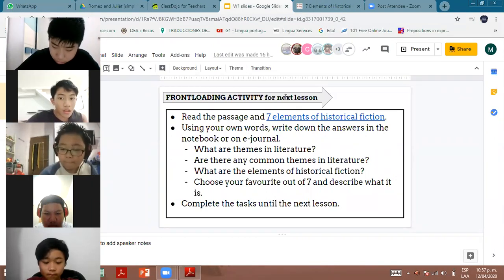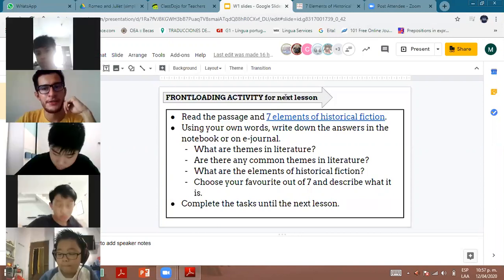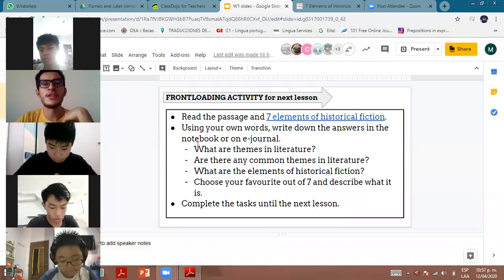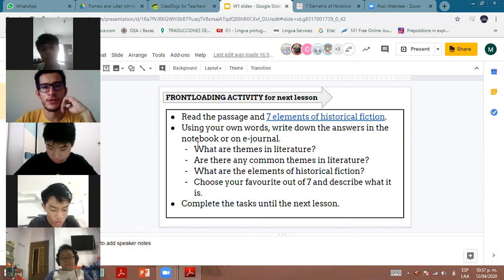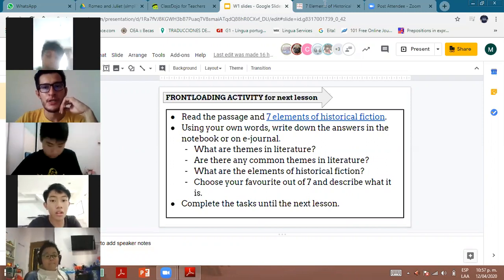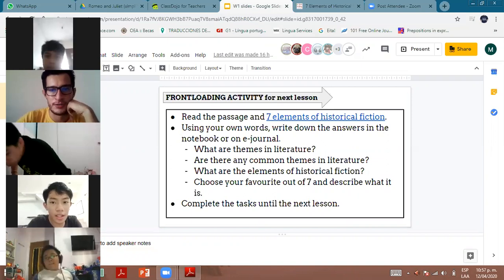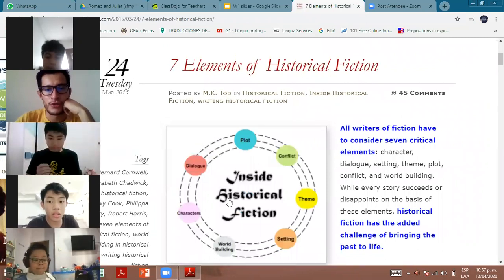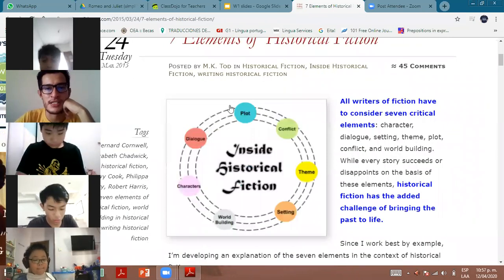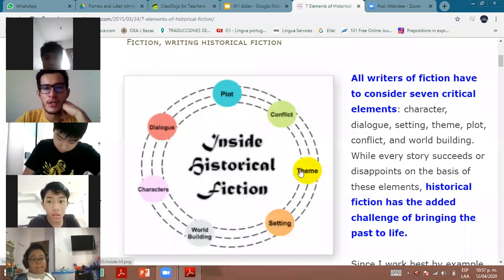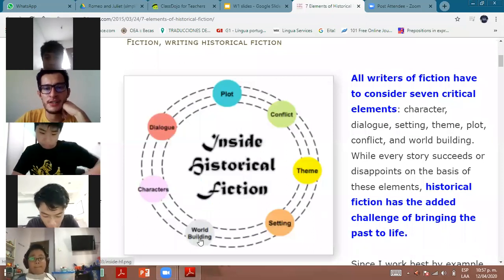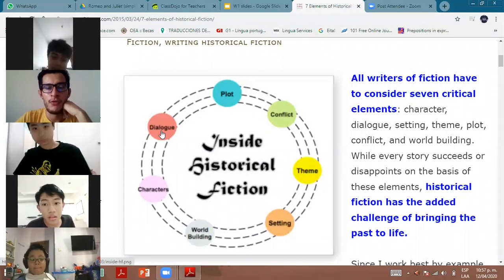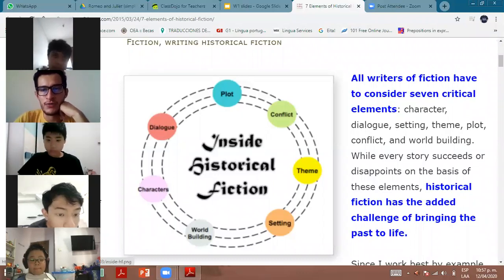Nobody. Okay. So then we are going to check the seven elements of historical fiction, and according to my explanation, you are going to answer those questions. So let's go to this part. Those are, as in the image, the seven elements of historical fiction. It's plot, conflict, theme, setting, world building, characters, and dialogue. We are going to check each of those, okay?